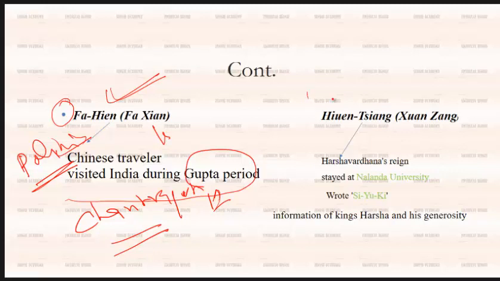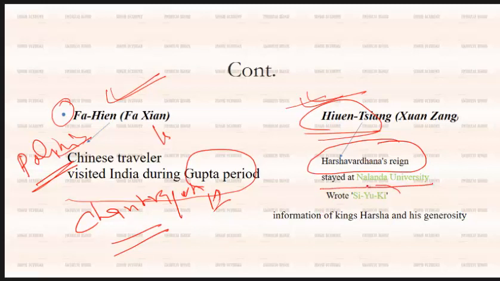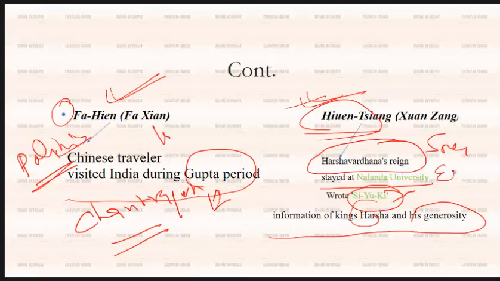Now the next one is Huen Tsang, another important Chinese traveler who came at the time of Harshvardhan, and he studied in Nalanda University. He wrote the book known as Si-Yu-Ki. In this book, he gave information about the king and his generosity, as well as the social, economic and political information of ancient India.